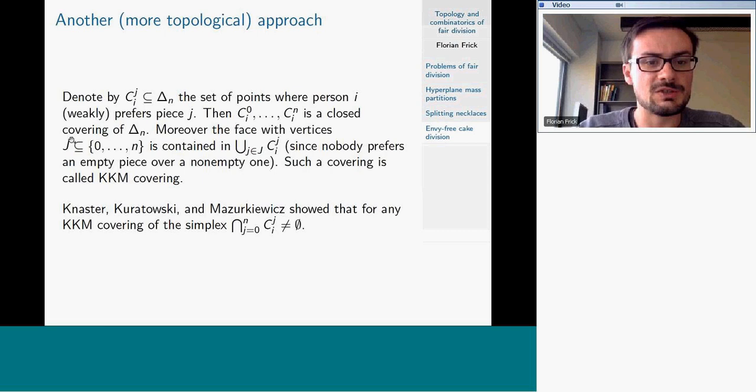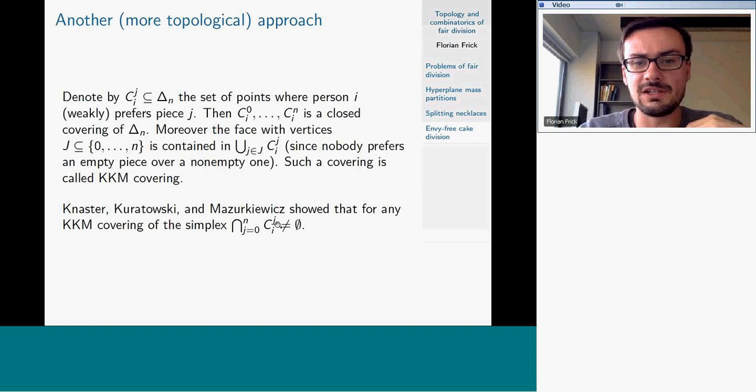that the face spanned by a subset of the vertices of the simplex is contained in the union of preferences. And so if you had vertex j, that means you don't cut your cake at all, and you could declare the entire cake to be piece j, then everyone prefers piece j. And that's why this vertex is contained in the set C_ij for each i. Such a closed covering with this condition is called a KKM covering, after Knaster, Kuratowski, and Mazurkiewicz.